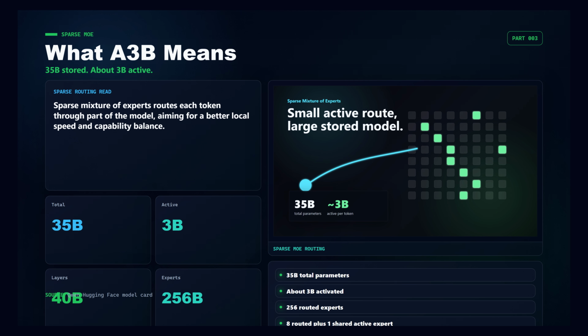The headline spec is unusual in a way that matters for local users. Qwen lists the model as 35 billion total parameters, with about 3 billion activated during inference. That is the sparse mixture of experts trade-off. The model stores a much larger pool of capacity, but routes each token through only part of it. In theory, that gives local users a better speed and capability balance than a dense 35 billion parameter model would.